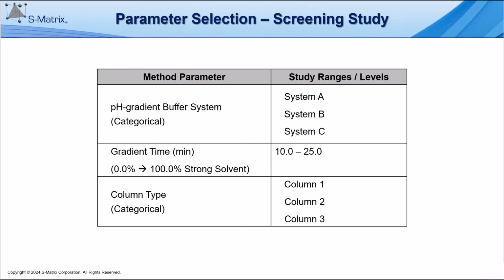We start our case study example with a very simple chemistry screening study, which includes 3 different paired buffer systems, each with different strong and weak mobile phase compositions, and each providing a built-in pH gradient. Gradient time, which is exactly a gradient slope factor given a constant starting point and end point strong solvent, and 3 different columns, each with the same dimensions but different stationary phases.